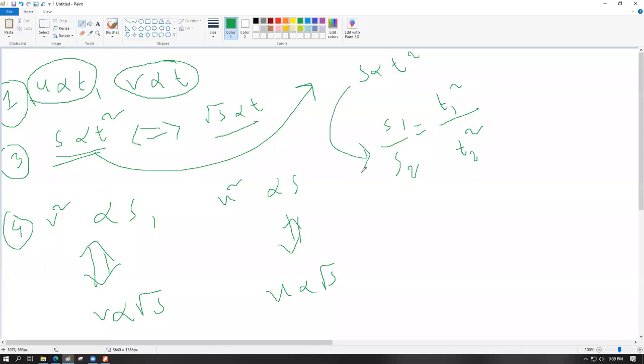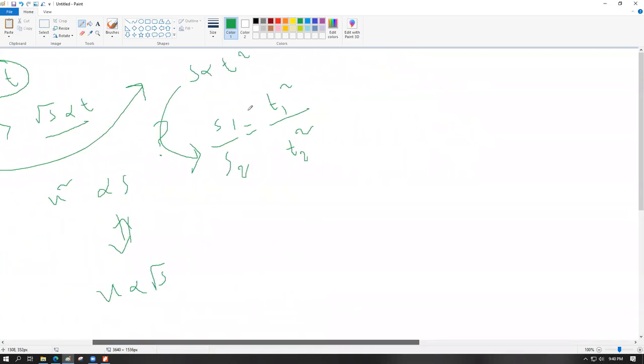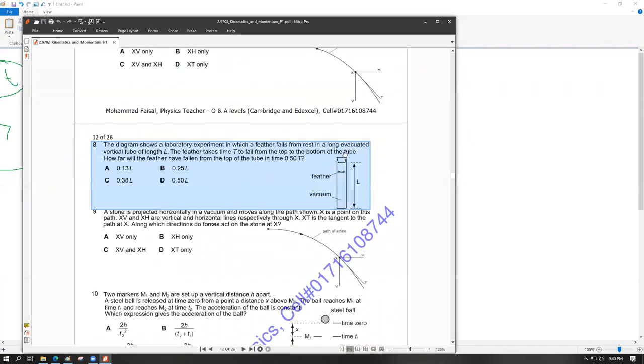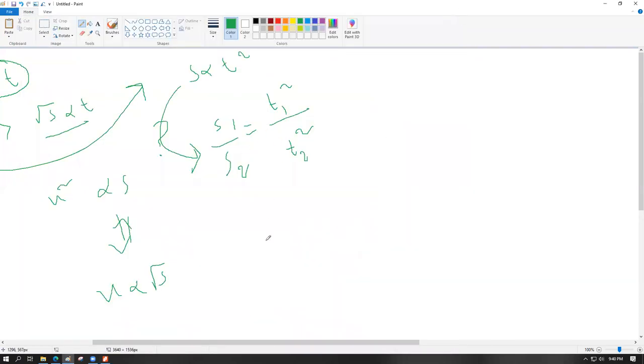Do you understand this conversion? Does this make sense? Yes, sir. Respond. Yes, sir. This is a simple way to convert any proportionality into an equation. Now I'm going to start assigning values. The question says that for the first scenario, it falls the total length of L within a time period of T. So I'm going to replace that information over here. Let's say L is fallen within a time period of T.